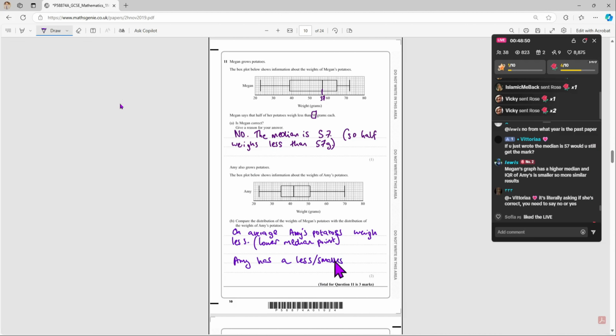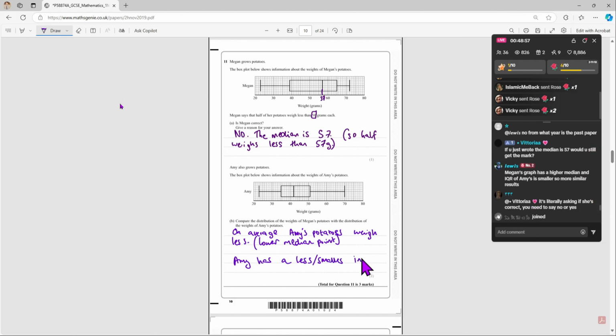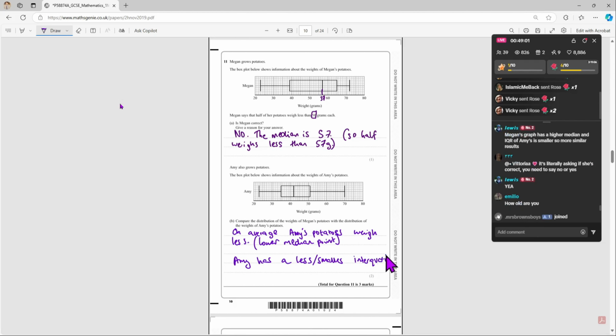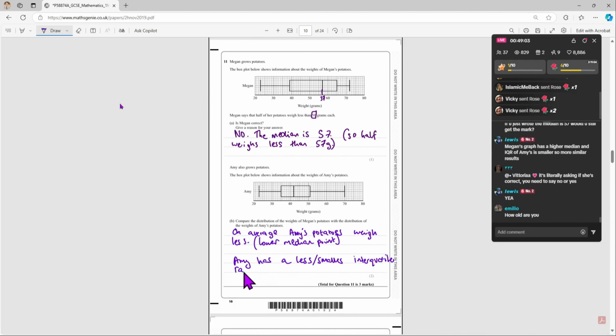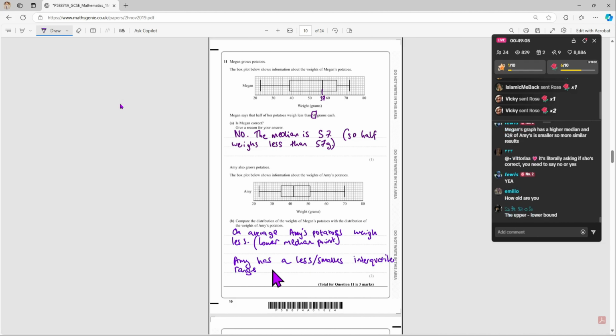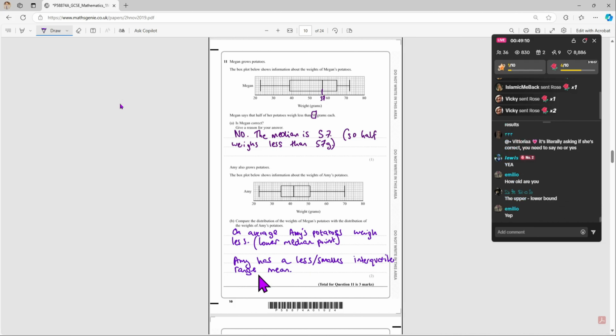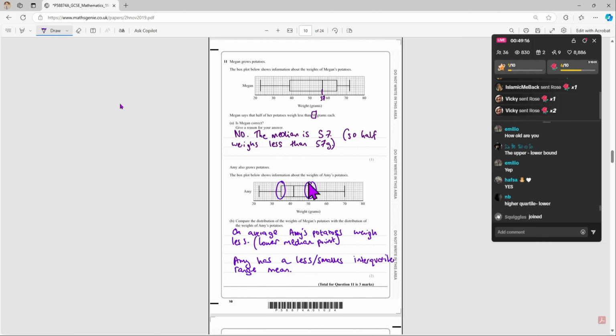In the chat, do you guys know what interquartile range means? Yes, basically it's like the range of our box plot. It's basically the upper quartile minus our lower quartile, which gives us this specific part over here, okay?